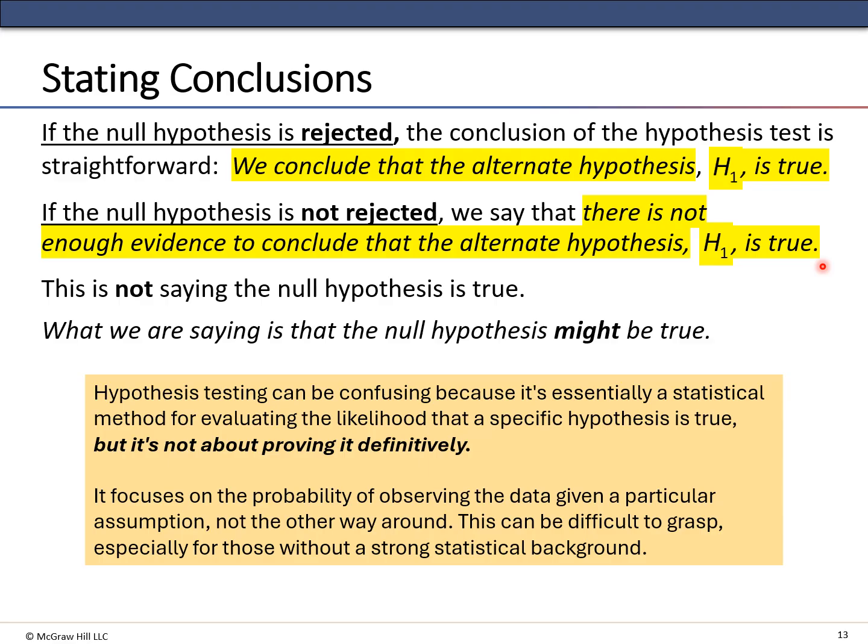Hypothesis testing can be confusing because it's essentially a statistical method for evaluating the likelihood that a specific hypothesis is true, but it's not about proving it definitively. This is why we use all of that very careful language with our conclusions about confidence, and in this case with hypothesis testing. Hypothesis testing focuses on the probability of observing the data given a particular assumption, not the other way around. This can be difficult to grasp, especially for those without a strong statistical background.